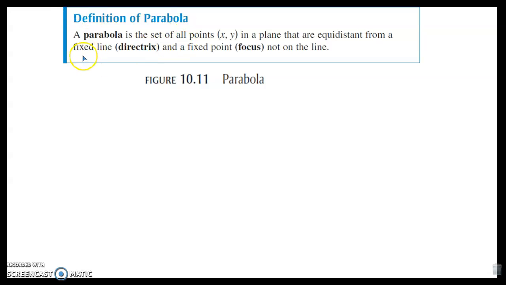So here is a new definition for a parabola. A parabola is a set of all points, x, y, in a plane that are equidistant from a fixed line and a fixed point. In order for us to draw a parabola, we need a fixed line and then we need a fixed point. And all of the points that are equidistant are going to form our parabola.